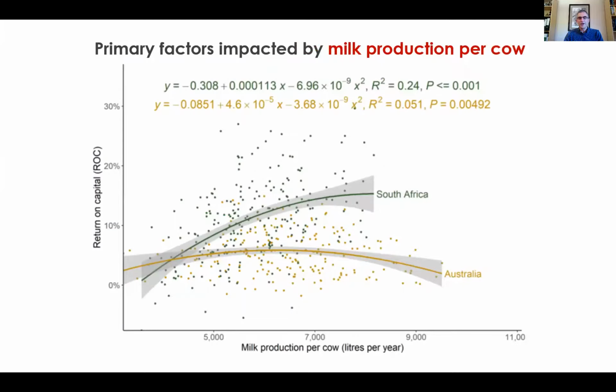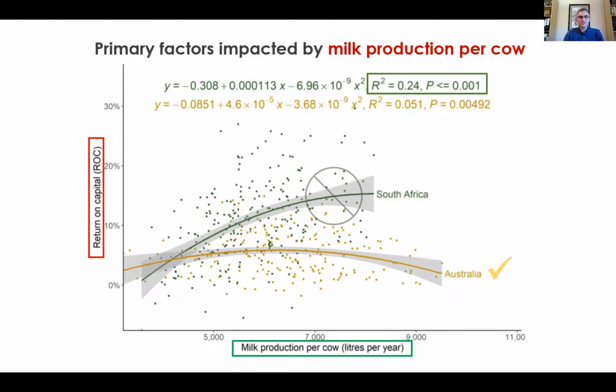Now I'd like to review the wider impacts of increasing milk production per cow. Once again, this graph outlines the impact of milk production per cow on profit or return on capital. In the Australian data, the relationship is significant and confirms that production per cow does not positively correlate with profit. However, very low or very high levels of milk production per cow are likely to reduce profit. As already discussed, the trend in the South African data is at variance to the Australian data, with this linked to the bias in the South African data set.